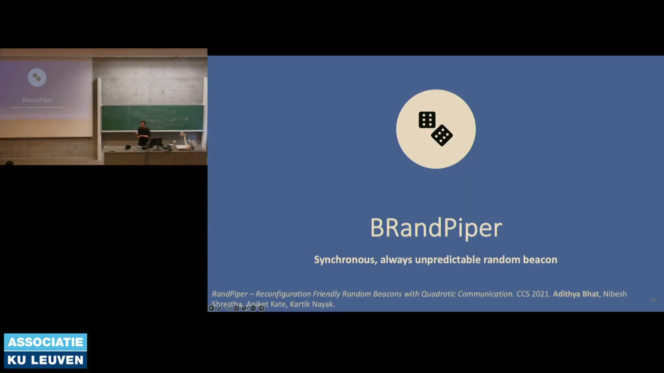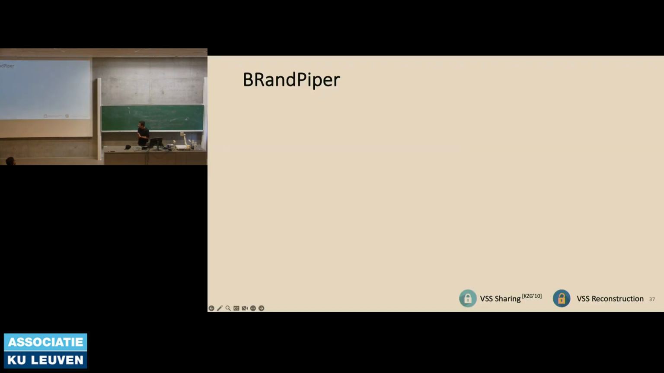Okay, so let's look at the B-Randpiper. B-Randpiper stands for better randomness beacon. So it's better Randpiper. Better, but not the best, because it's somewhat better than G-Randpiper, but it's not the ideal. I'll tell you why. So let's say we want one unpredictable randomness beacon, right? We had a problem with the previous one. We want immediate unpredictability, like no more than 1 round into the future.